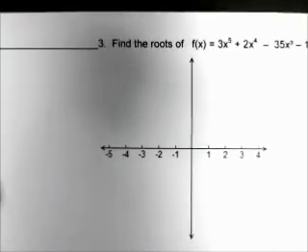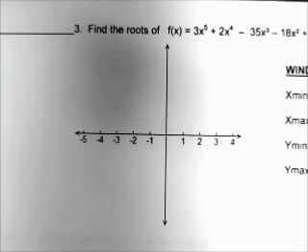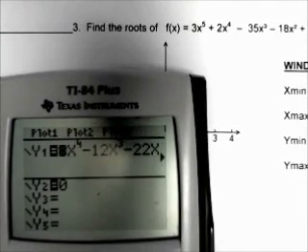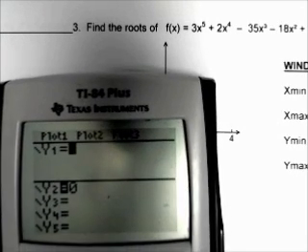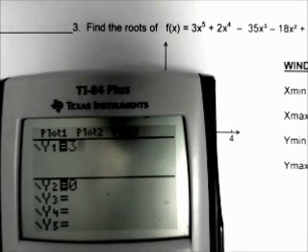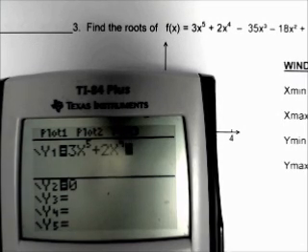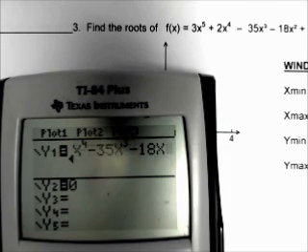Next, on page 7, we have a higher degree polynomial equation of degree 5. Let's go to the calculator, clear out y1, and key in 3x to the 5th plus 2x to the 4th minus 35x to the 3rd minus 18x squared plus 72x.